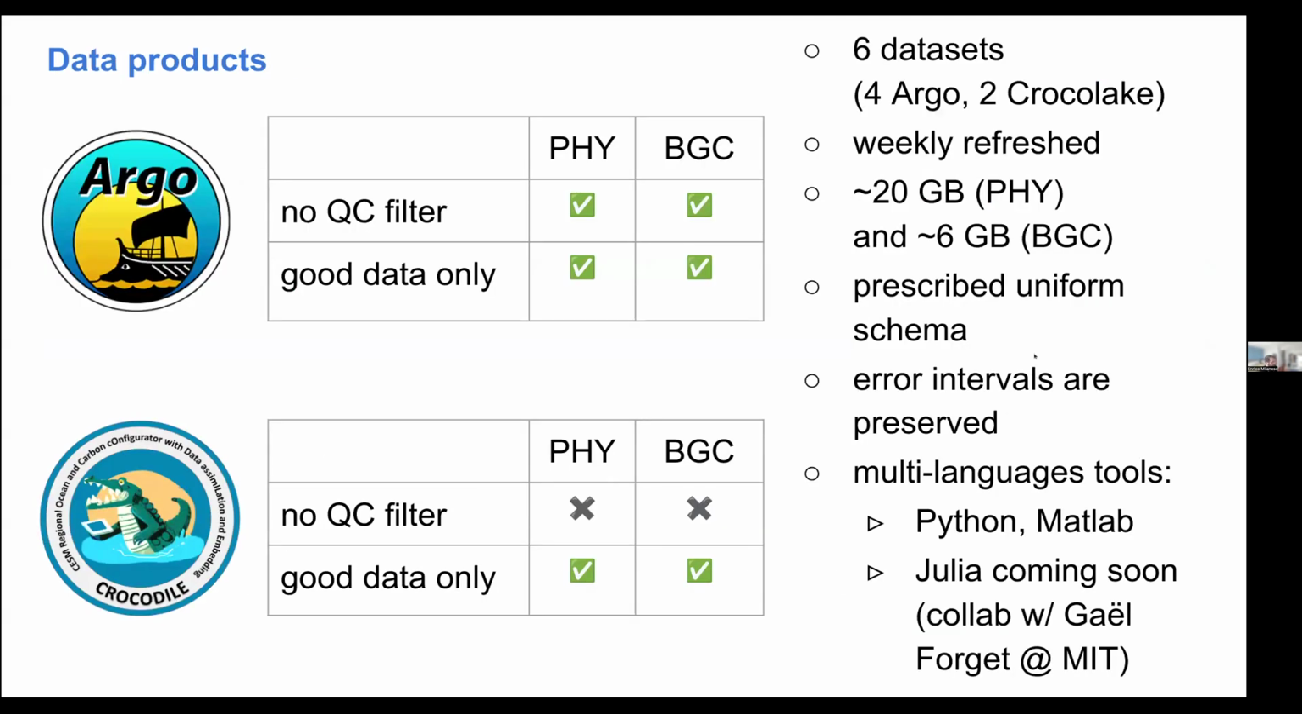In terms of data products that we offer, there are six in total, because there are physical and biogeochemical variables. For Argo data, we have both QC filtered and non-QC filtered data, while Crocolake is a merge of Argo and, at the moment, GloDAP and Spray Gliders datasets. More datasets will come, and for this, we only offer a filtered version. We have tools to access this data in Python and MATLAB, Julia is coming soon, and possibly R.